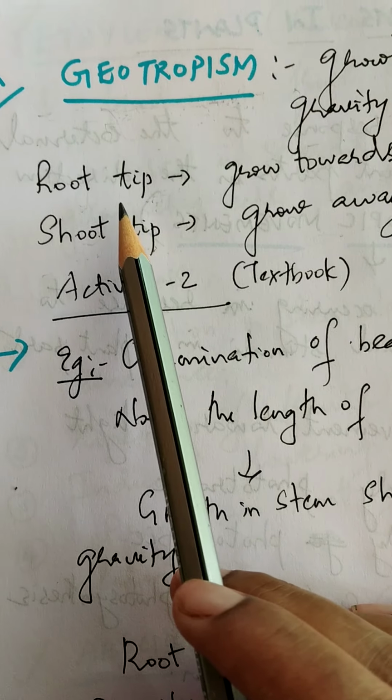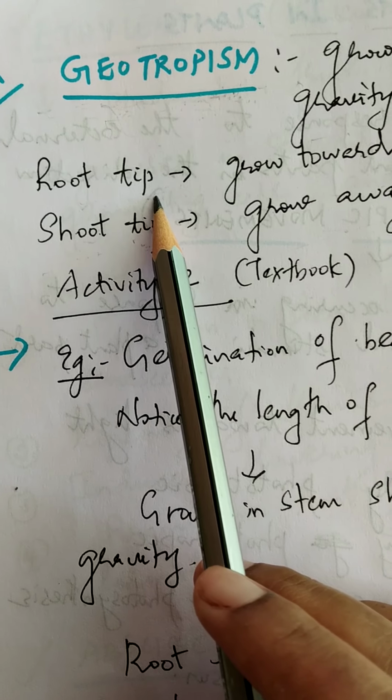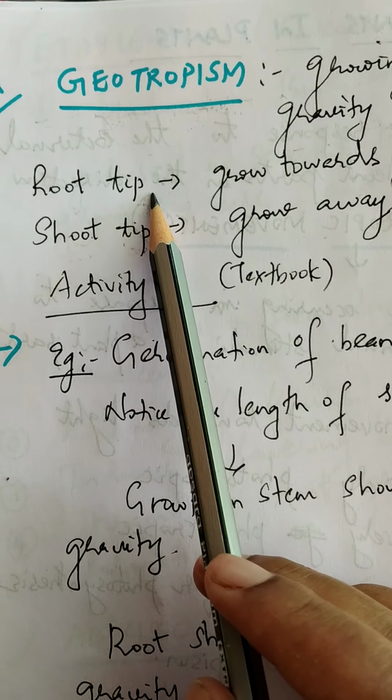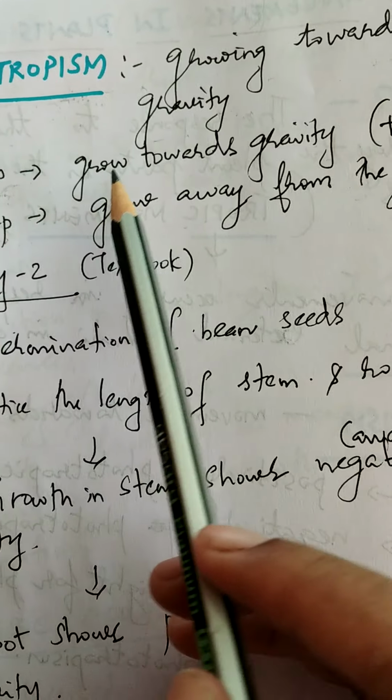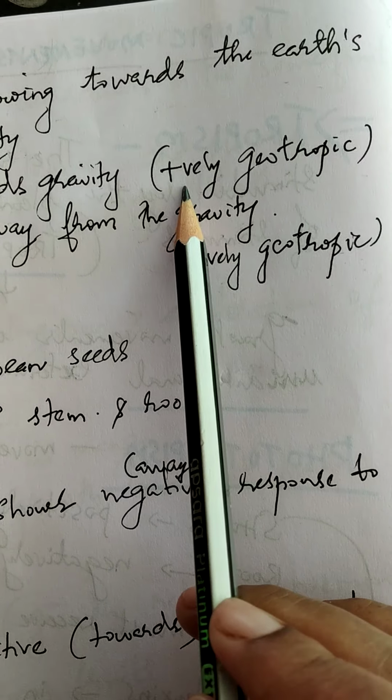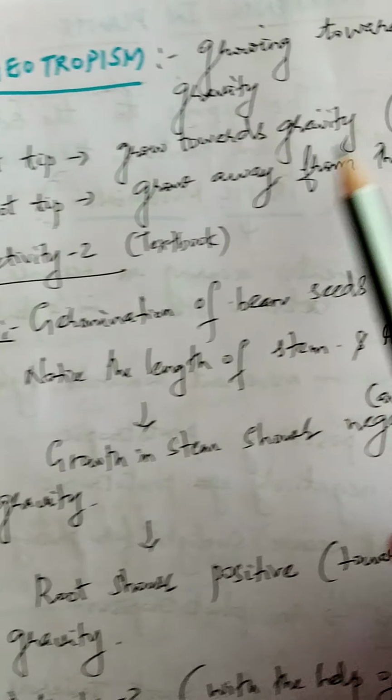In the case of a plant, the root tips grow towards the force of gravity. So we can say that the root tips are positively geotropic. They grow towards gravity.